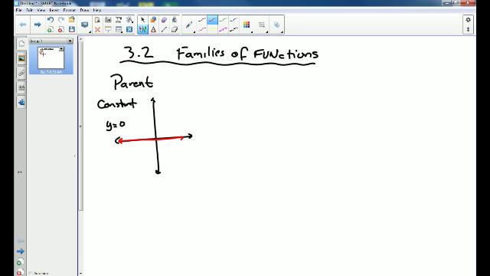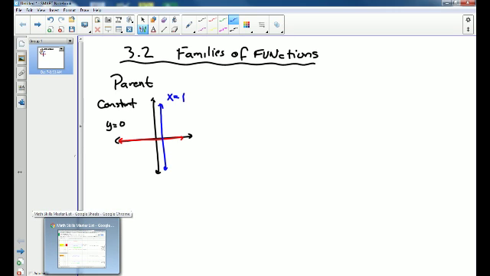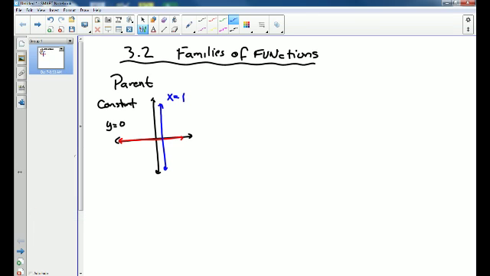We can also do x equals 1, which touches the x-axis at 1. So those are constant functions. Again, changing this number shifts it. That's all you're doing, shifting these up and down.